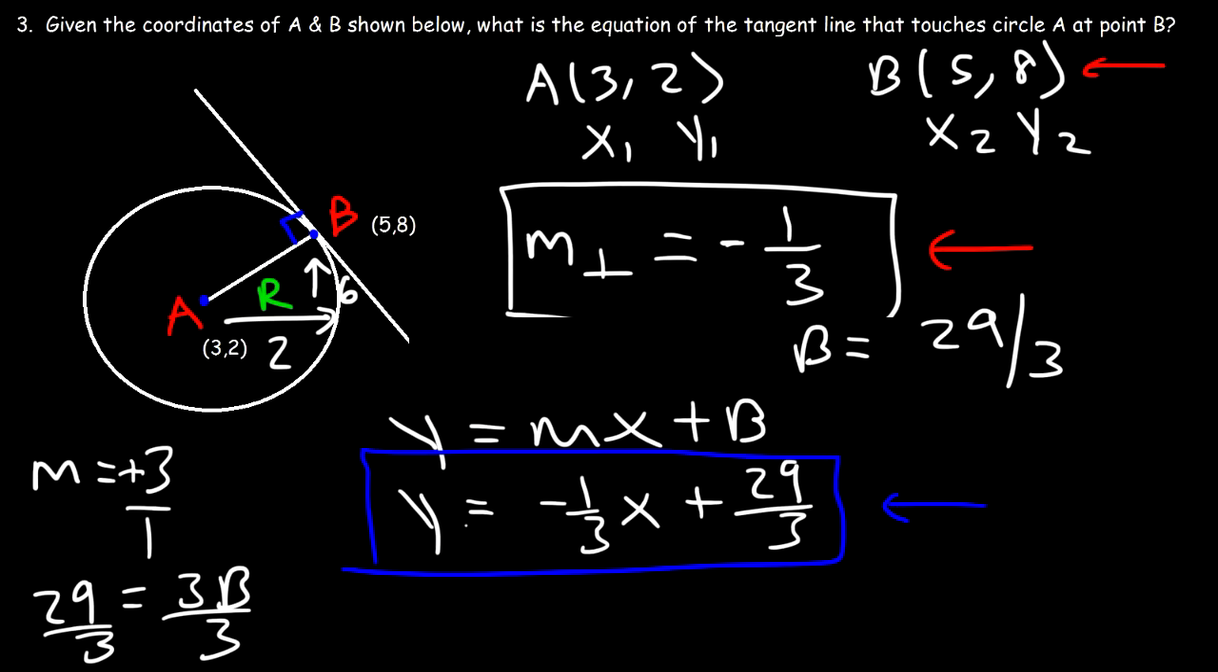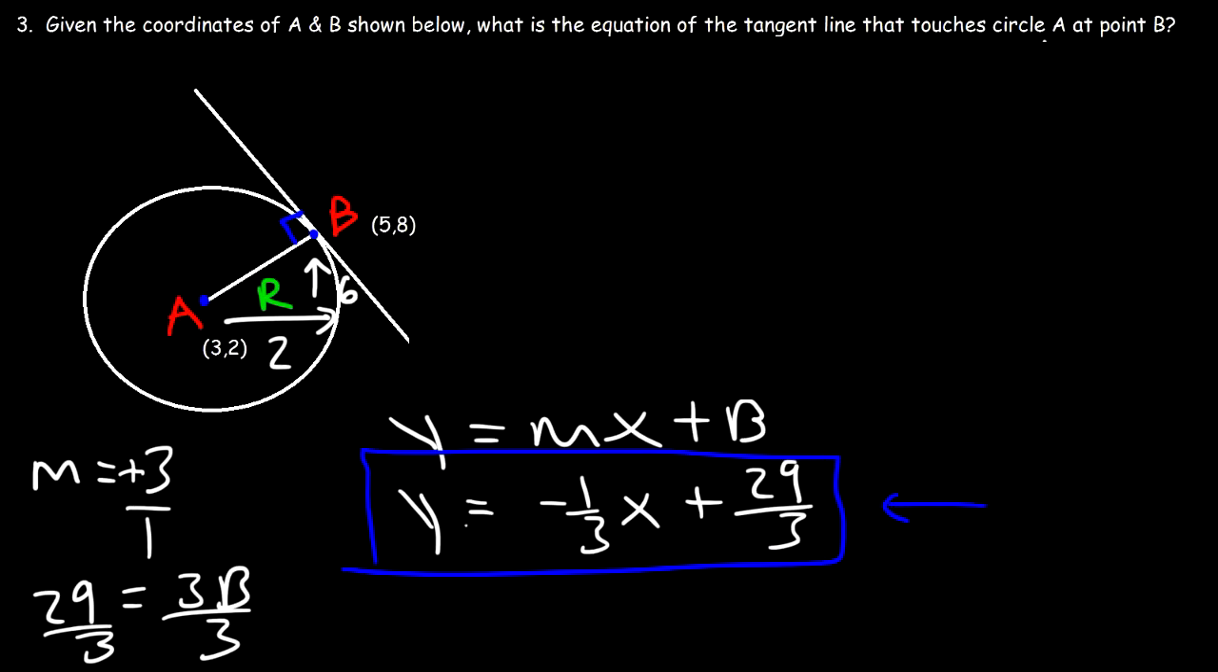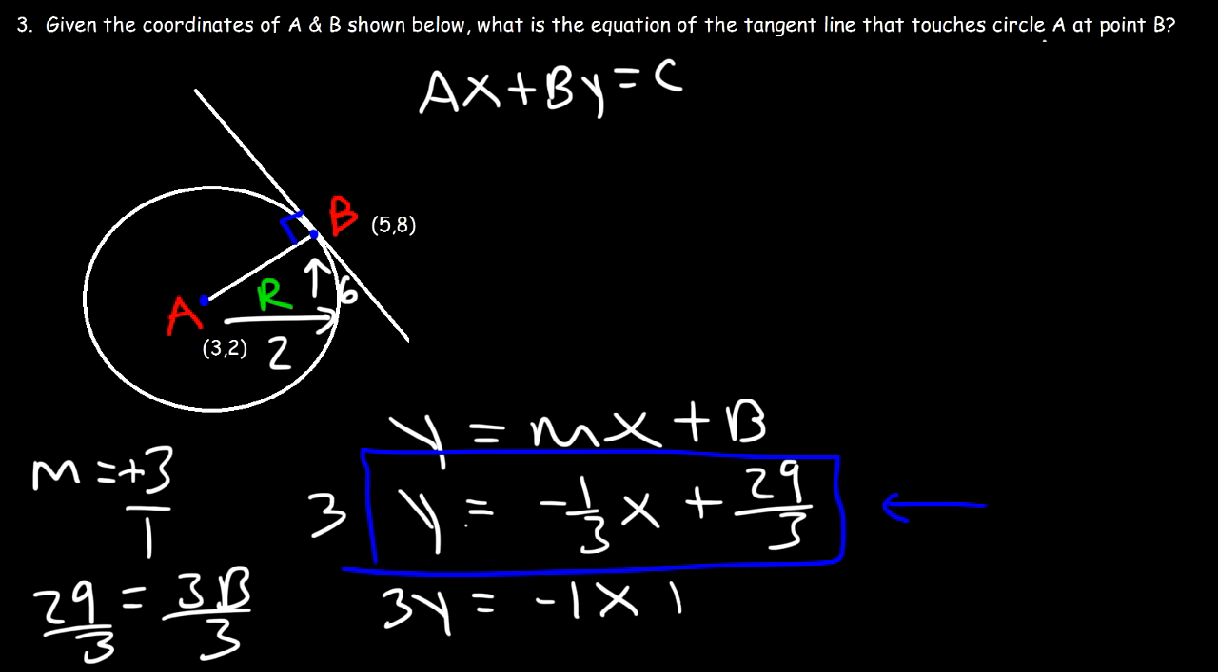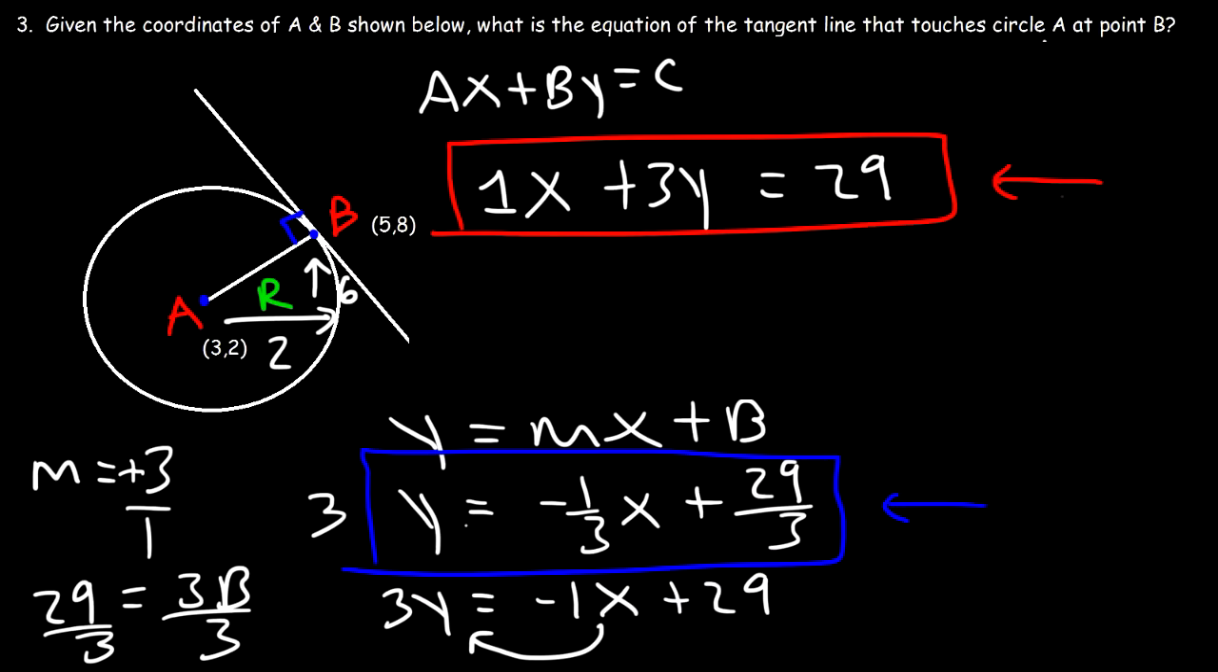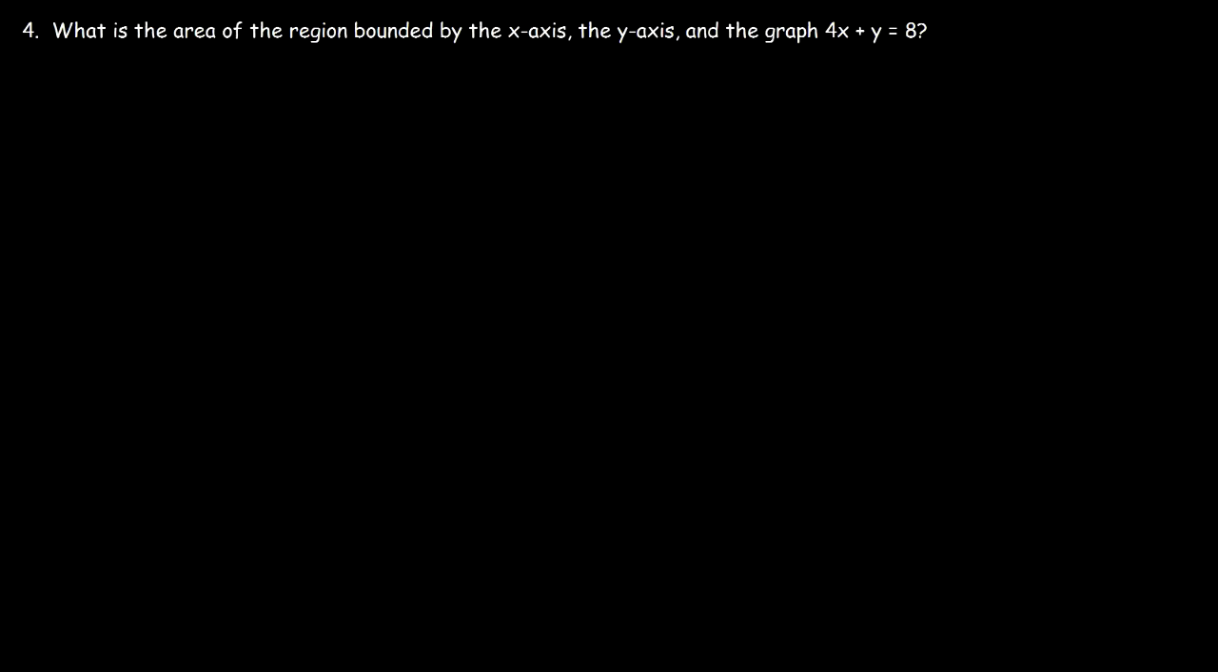Now, if you want to put it in standard form, you can do this. Let's say if you want to get it in this form: ax plus by is equal to c. Let's multiply everything by 3. So it's going to be 3y equal to negative 1x plus 29. And then I can move this to this side. So I have 1x plus 3y is equal to 29. So you can write the equation of the tangent line like this if you want to. There's many ways in which you can write it. And so that's it for this problem.